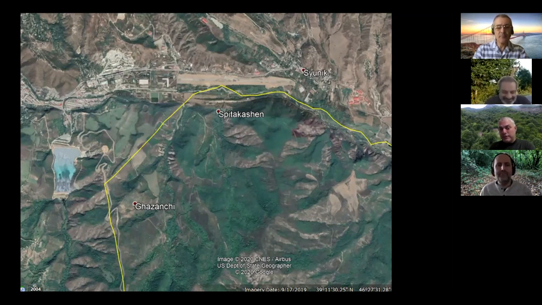It was not meaningful. You can see Spidagashen here, for example. This is Rapan. People have come here and built houses. This is Ghazanchi village, which is an empty village right now. It's all ruined houses. These lands are used by these people here for their family, for their sheep and for orchards and stuff like that. So it was never a topic to discuss.